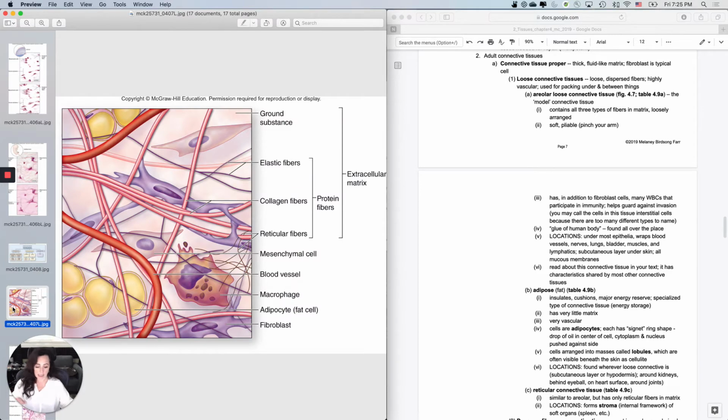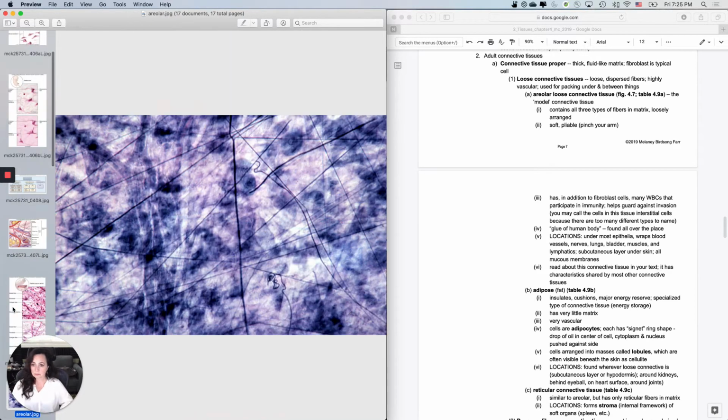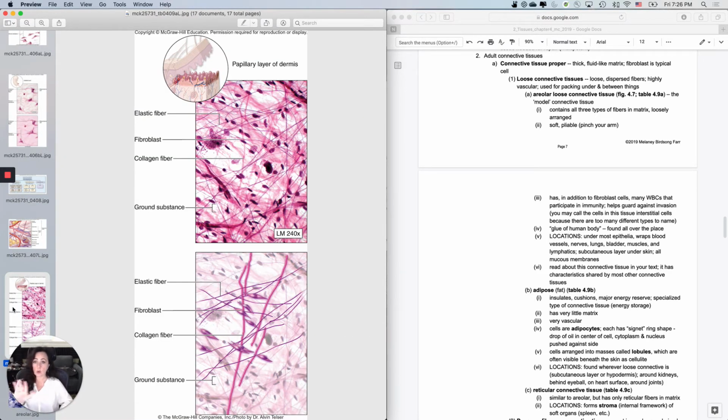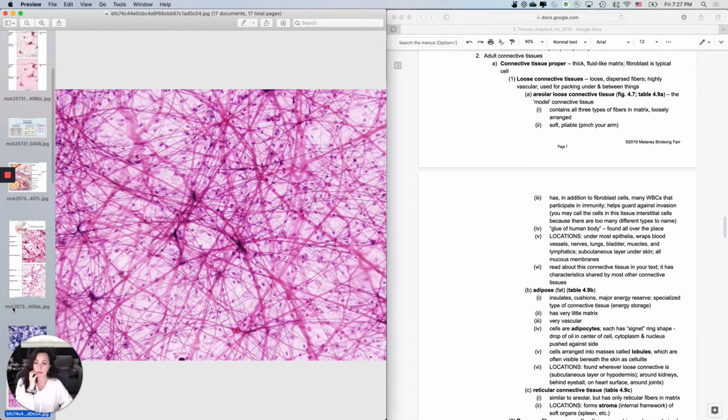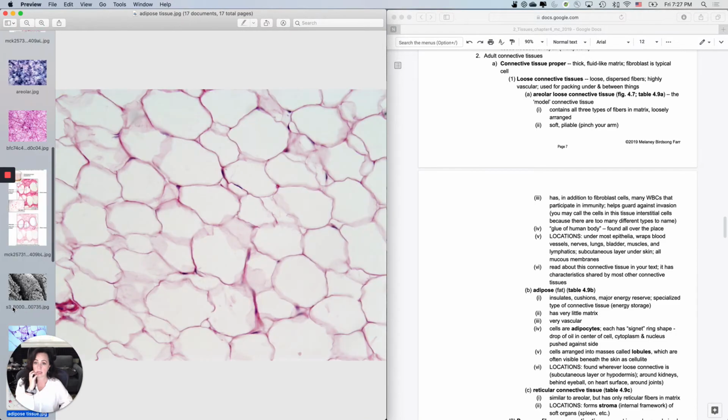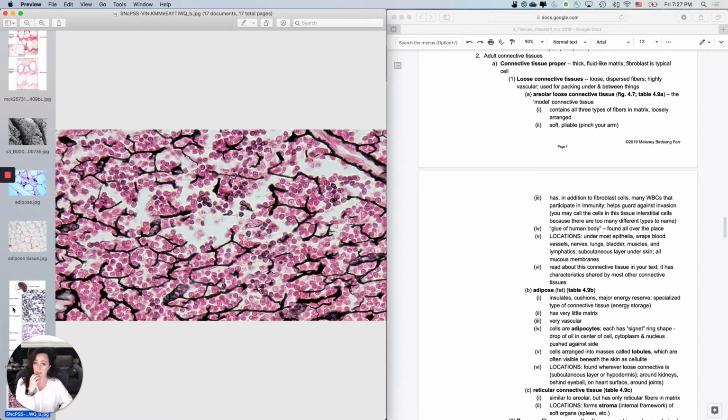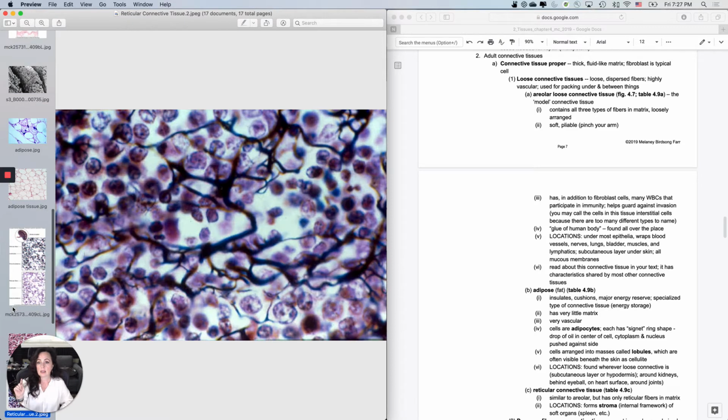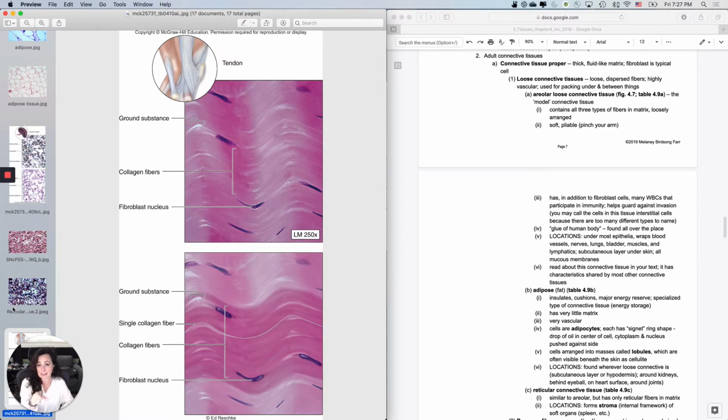If you looked at a connective tissue proper, and it has lots of open space between the cells and the fibers, like this tissue does that you're seeing, or this one, or this one, or this one, or this one, these are all loose connective tissues. Now, look at that and contrast it with the one that I'm about to show you. This one is a dense connective tissue.